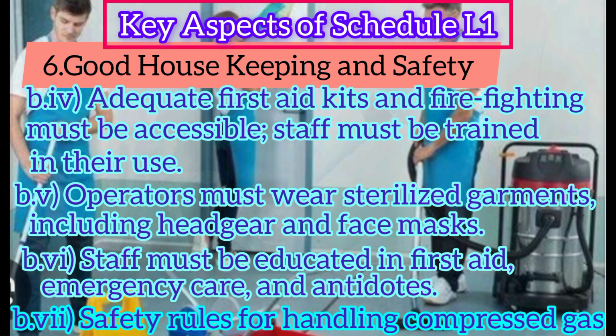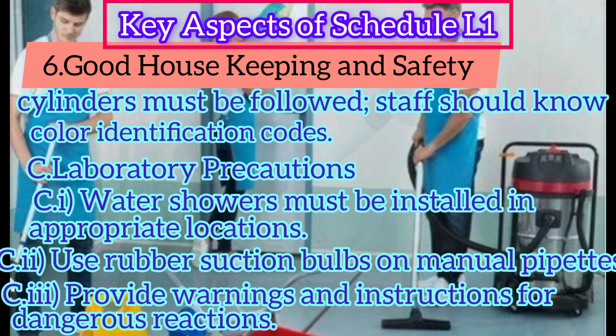B.4. Adequate first aid kits and firefighting equipment must be accessible. Staff must be trained in their use. B.5. Operators must wear sterilized garments, including headgear and face masks. B.6. Staff must be educated in first aid, emergency care, and antidotes. B.7. Safety rules for handling compressed gas cylinders must be followed. Staff should know color identification codes.